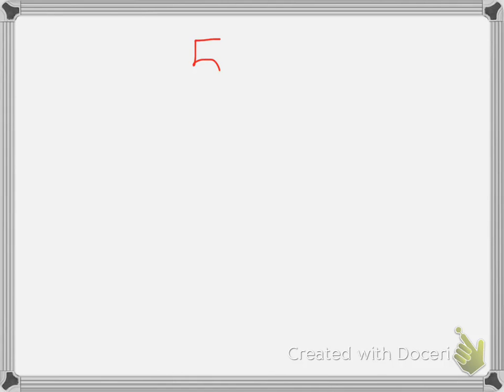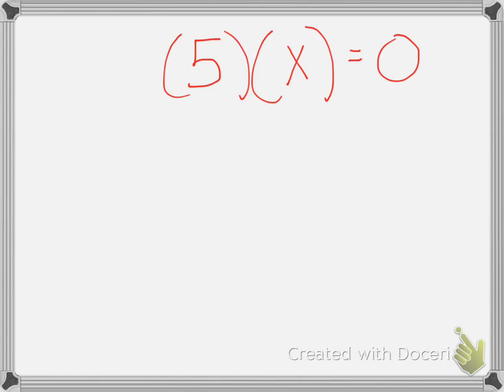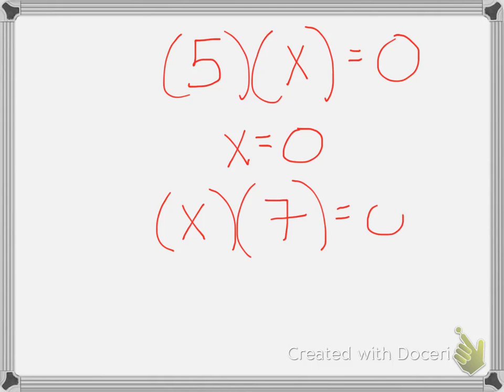How about 5 times x equals 0? You knew it was coming, right? What's x equal to? Yep, x would have to be equal to 0. What if I changed it up here? X times 7 equals 0. X equals, right, 0. It's pretty intuitive, isn't it? Anything times 0 gives you the product of 0.